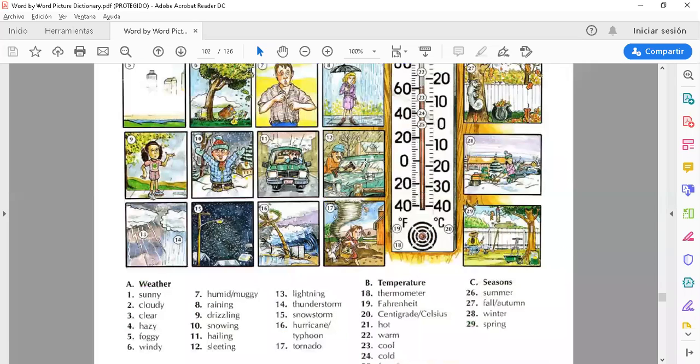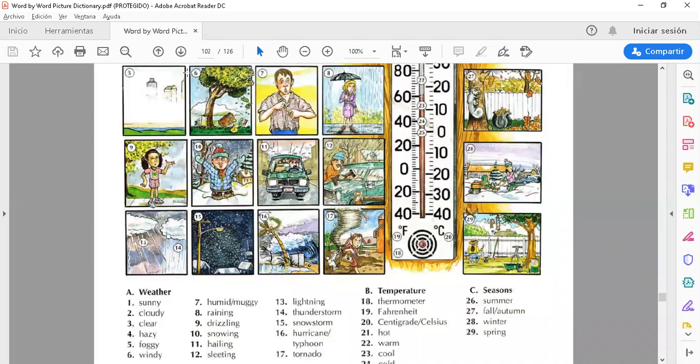Which one is this, guys? Windy. Y de hecho, aquí ven el número y aquí abajo ven qué es. So, how do you say húmedo? Look at here. Miren la pantalla. Humid. ¿Qué está pasando acá? Húmedo y caliente. Raining. Number eight, it's raining.